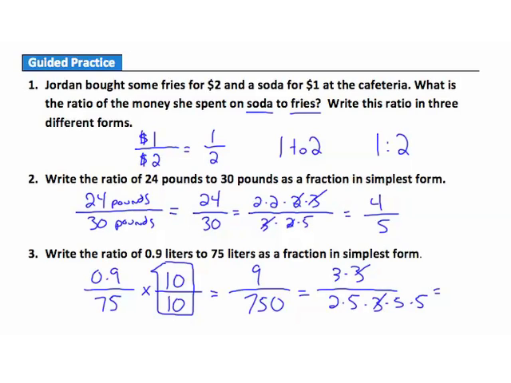Let's see what we get here. So in the numerator, we're going to get 3. In the denominator, this is going to give us 10. And this is going to give us 25. And 10 times 25 is 250. So I get the final simplified form of this ratio as 3 over 250.